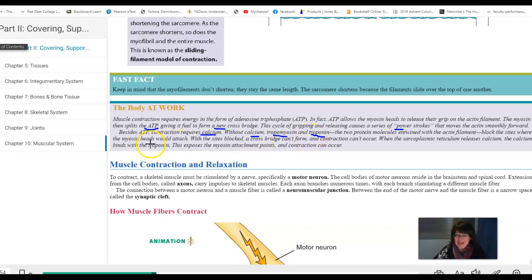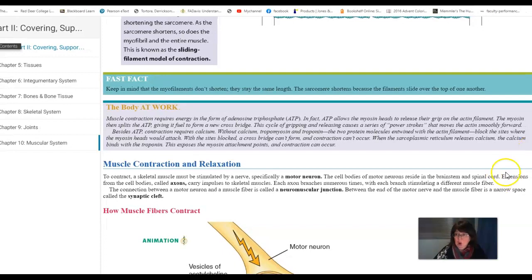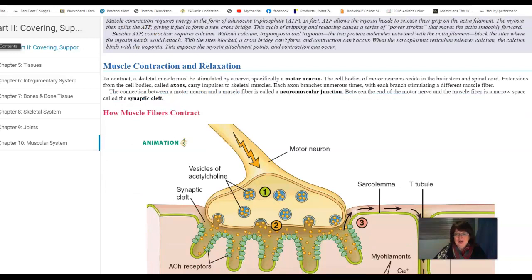So you also need calcium, and it's calcium that will pull the troponin and the tropomyosin off the binding sites on the actin. Without the binding sites available, the cross bridges won't form. So the calcium is released, it binds to troponin, and that movement exposes the attachment points or the binding sites. They attach, you get the power stroke, and you end up with the contraction. And that contraction, that grabbing and sliding of the actin and myosin, will continue until there's no longer calcium, once the nerve relaxes.